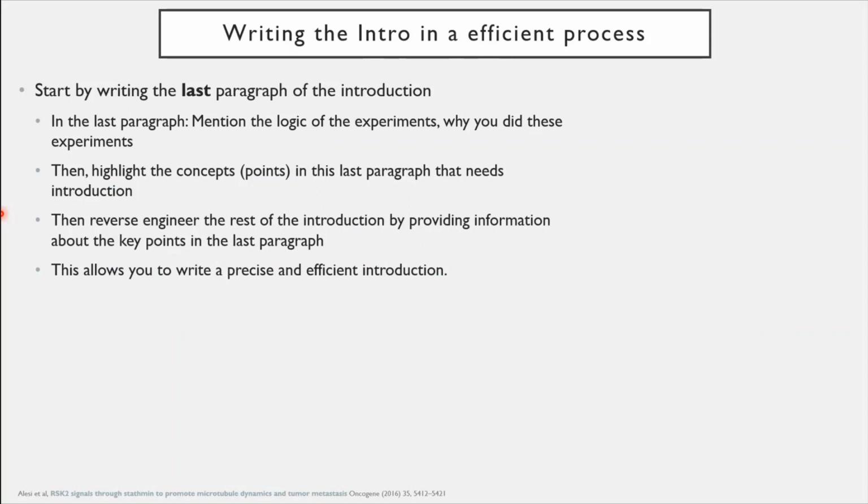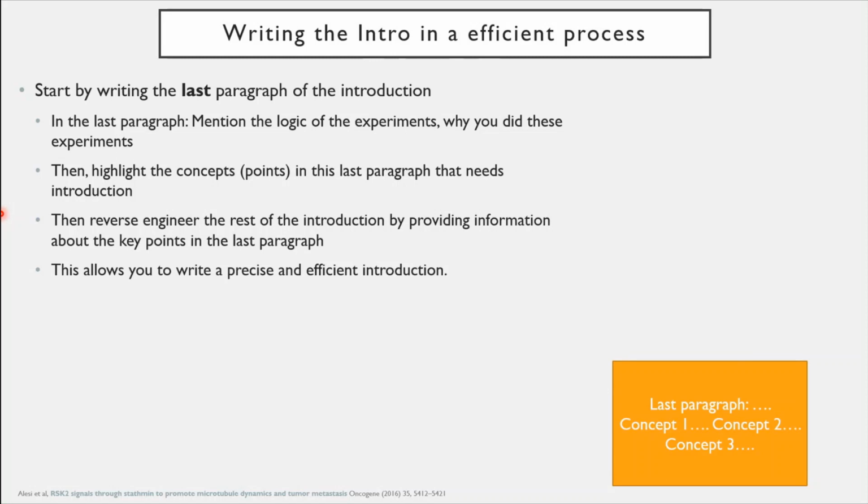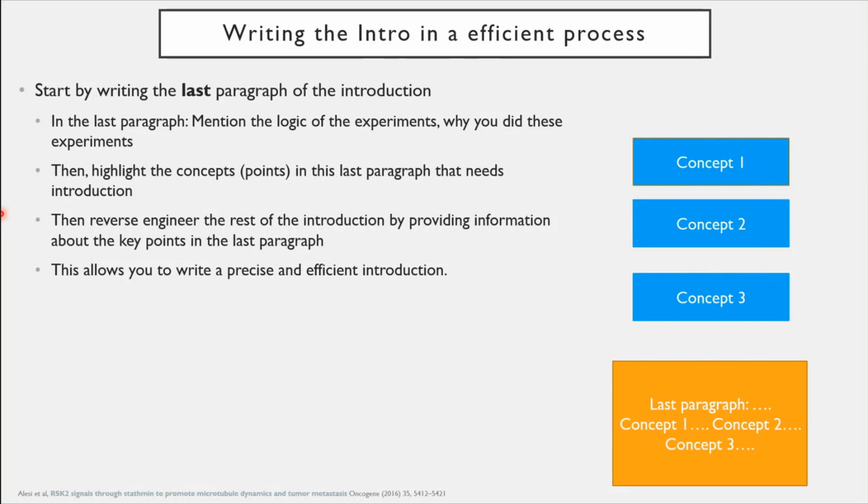So one tip for writing an introduction in an efficient process is to start by writing the last paragraph of the introduction. So in the last paragraph, you would mention the logic of the experiments, why you did these experiments, and within this paragraph, you would have different concepts that you automatically mentioned. So you highlight these concepts, and then you basically reverse engineer the rest of the introduction. So you explain the concepts that you mentioned in the last paragraph. So this allows you to be precise and to only introduce and talk about the relevant concepts.